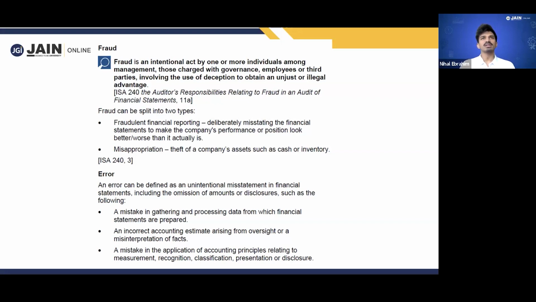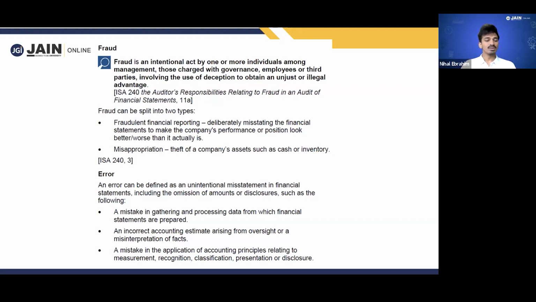Now this accounting estimate, if it is done intentionally, then that constitutes a fraud, right? If the management is intentionally extending the useful life of an asset beyond a reasonable basis, then that's a fraud. But if the management is doing it unintentionally, in the sense that they are not doing it deliberately, then that becomes an error.